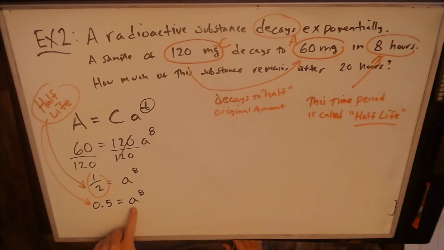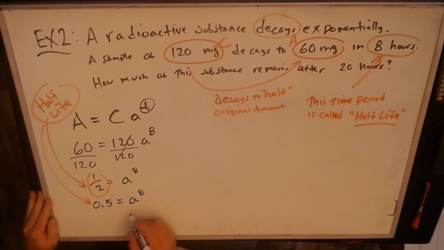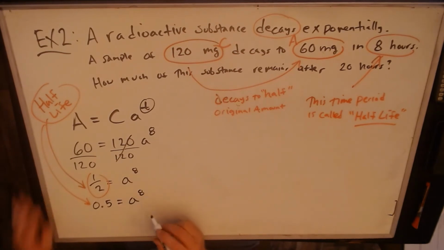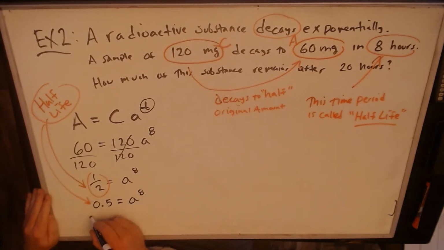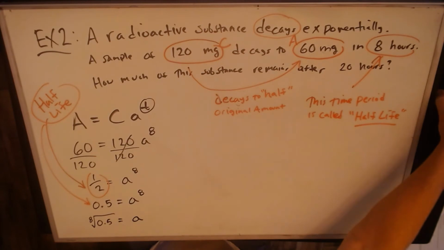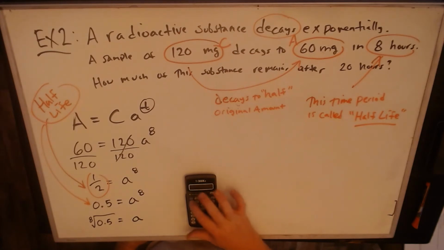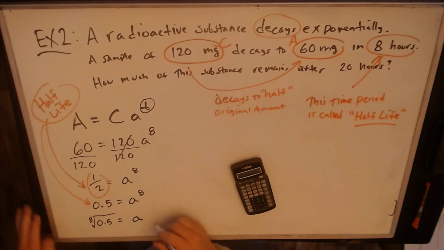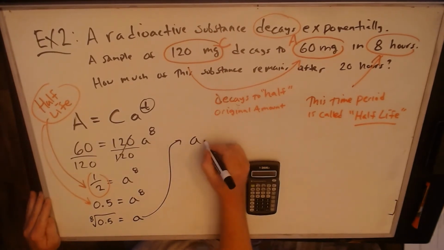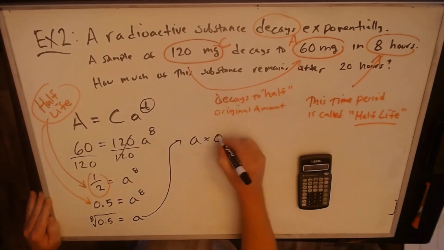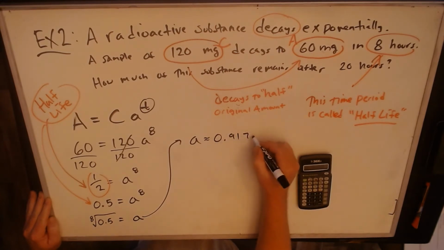We still need to solve for A. I'm just setting it up here. So now we're going to solve for A. So we're going to take the 8th root of both sides. So we've got 0.5 eighth root. So A comes out to be 0.9170.